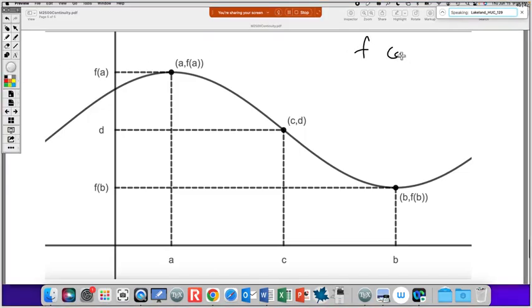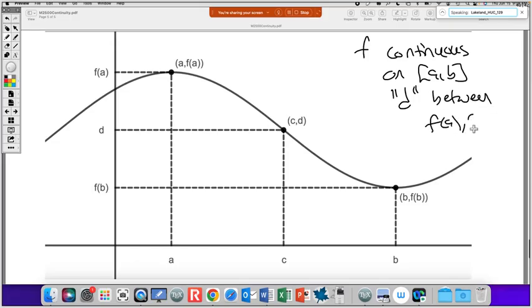If f is continuous on the interval [a, b], and you have a d value between f(a) and f(b). So here's the setup. Remember, these are y values. So f(a) is a y value, f(b) is a y value. d is an intermediate y value. Now, I'm assuming f is continuous.